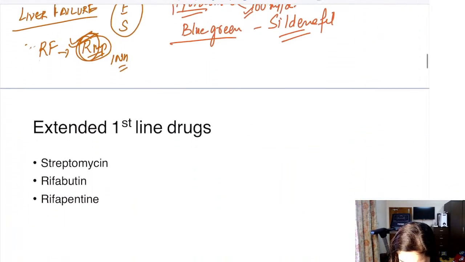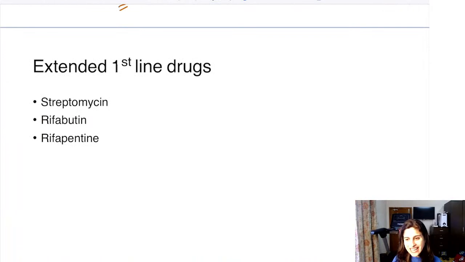Let's go to the next, which are the extended first line drugs now. कौन कौन सी होती हैं extended first line drugs. एक तो हमारे पास streptomycin है, एक हमारे पास rifabutin है, और एक rifapentine है. ये तीन हैं your extended first line drugs. ठीक है, extended first line drugs.